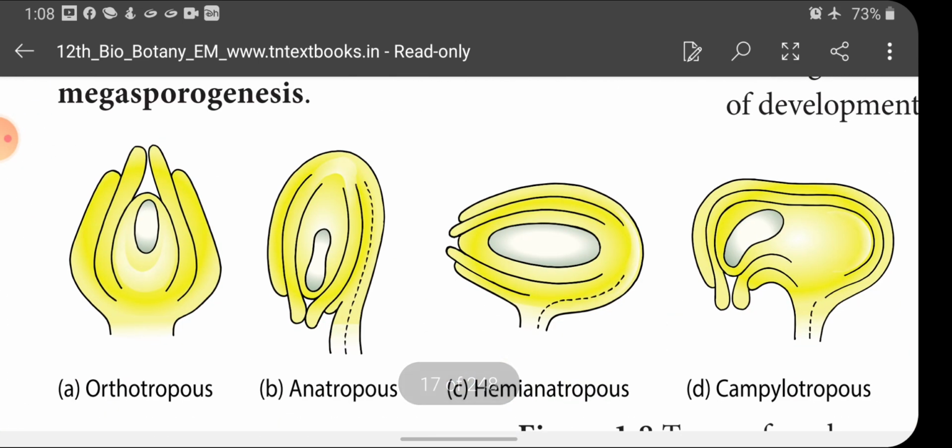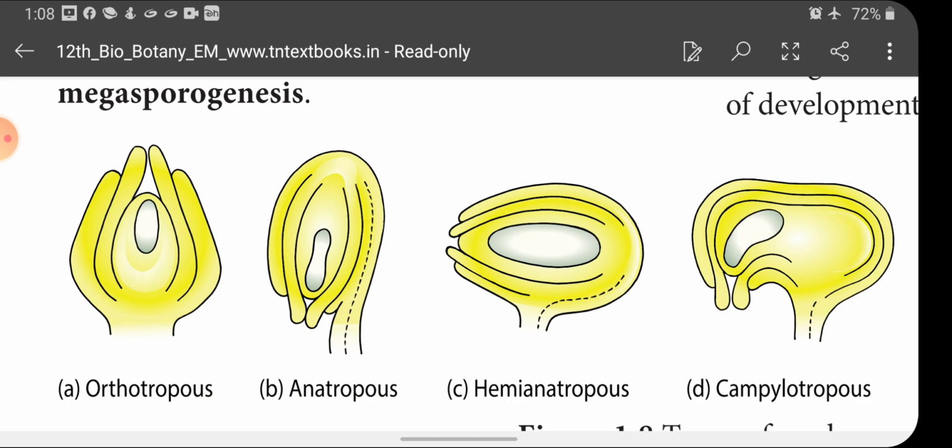Yes, it is orthotropous. You can see here the micropyle is present at the distal end. And down here the gap is called chalaza. The micropyle, nucellus and chalaza are all present in a straight vertical line, and this is called orthotropous.